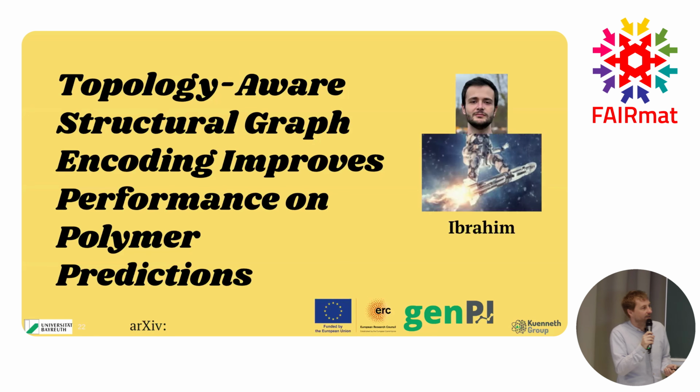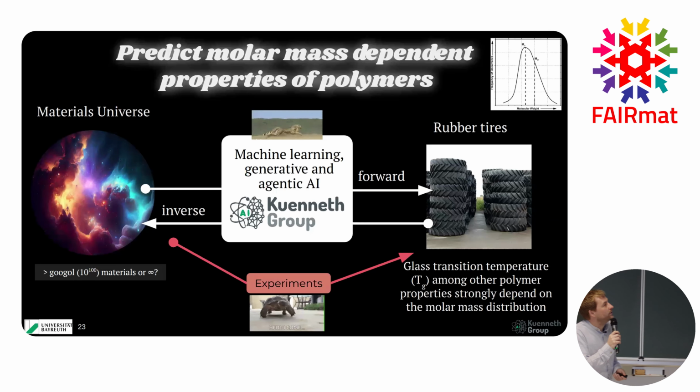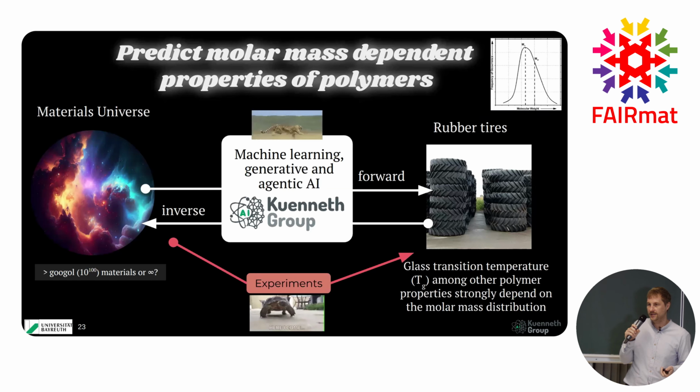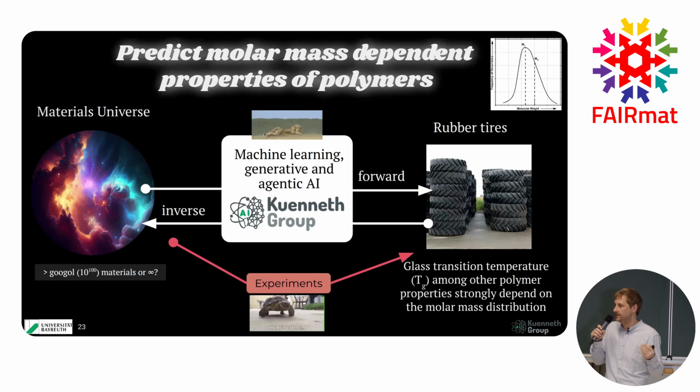He is also in my ERC starting grant project, GenPI, which is about generative polymer informatics. So the idea here is that we predict molar mass dependent properties of polymers. So molar mass is this distribution, which I showed you in the beginning, of different chain lengths in your polymer. And you can see that experimentally, you can control the chain length distribution, the molar mass distribution, and by this also change all the properties that are derived from that.